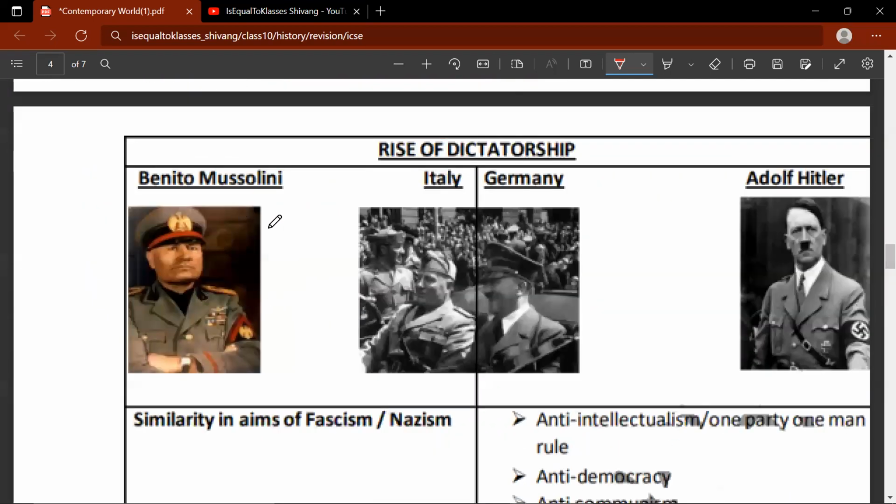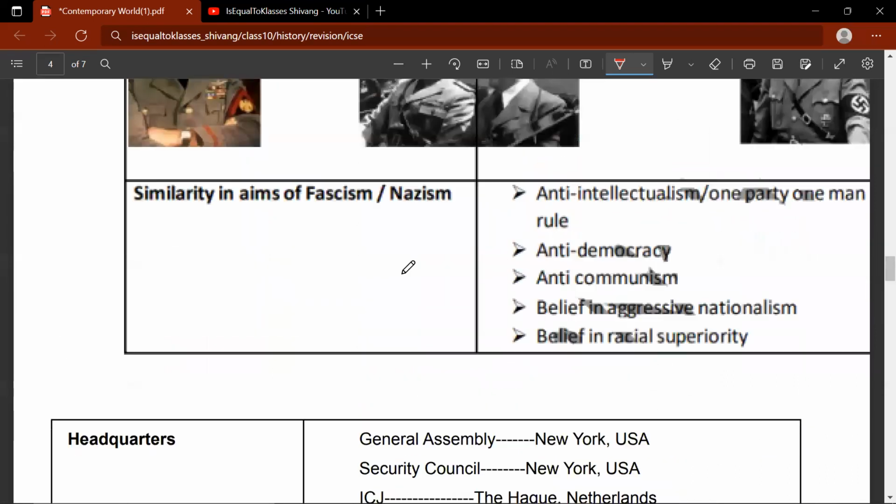Okay, rise of dictatorship. This is Benito Mussolini and this is Adolf Hitler. You can remember them by this square jaw, and this guy with his mustache. Similarity in aims of fascism and Nazism: anti-intellectualism, one party, one man rule. Mostly it was one man rule, one party rule. You could call it a communist type of ideology, but that is another subject.